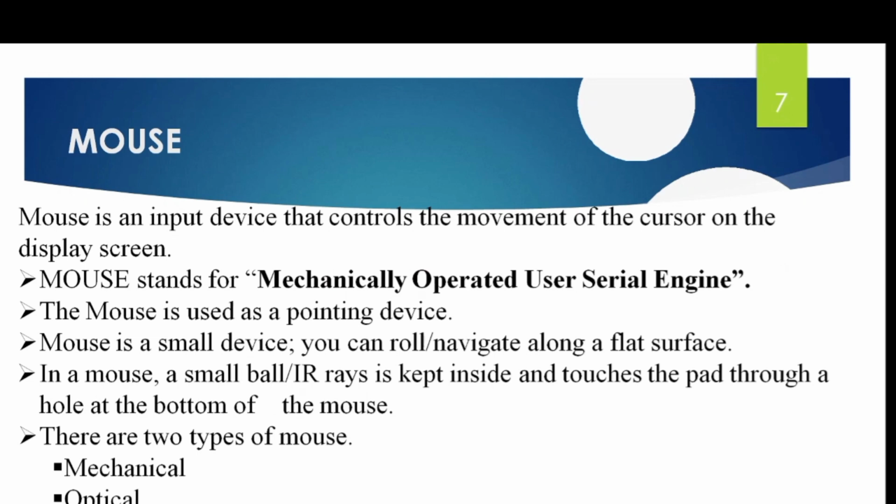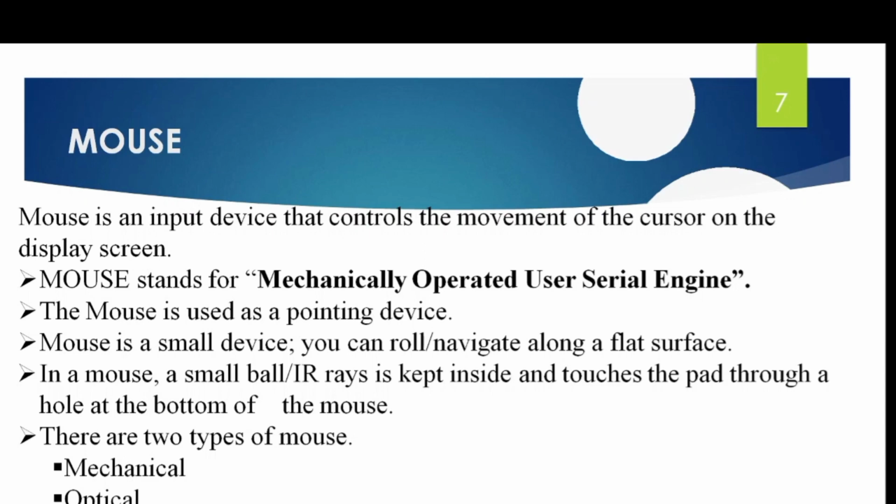The next type of input device is the mouse. The mouse is an input device, also called a pointing device, that controls the movement of the cursor on the display screen. Mouse stands for Mechanically Operated User Serial Engine. The mouse is a small device you can roll and navigate along a flat surface. In a mouse, a small ball is kept inside and touches the pad through a hole at the bottom of the mouse.